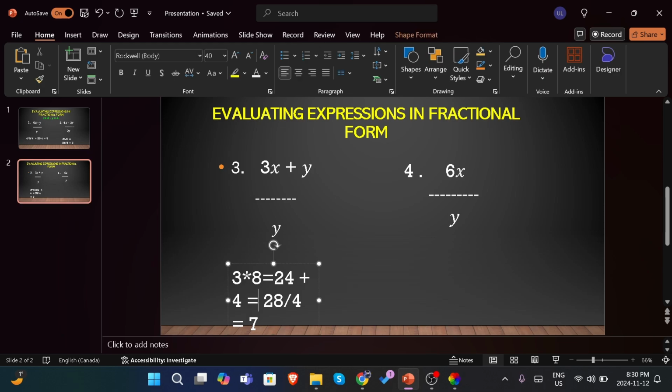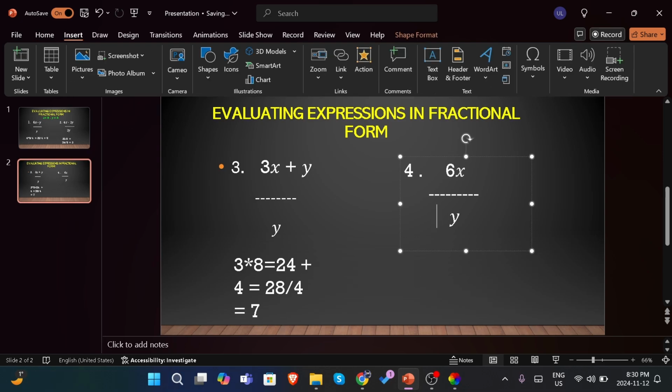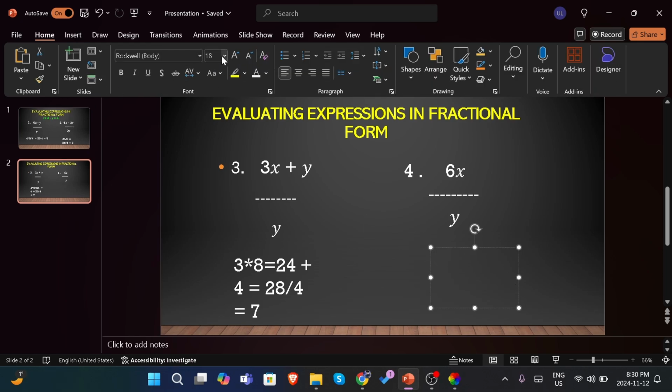And now let's proceed to our last but not least, 6x over y. Alright, now let's do the same thing for this one. We have to insert the text box once again and write 40. Now 6x is basically 6 times 8, which is 48. And then because of the fractional bar, or the division bar, 48 divided by 4, which is 12.